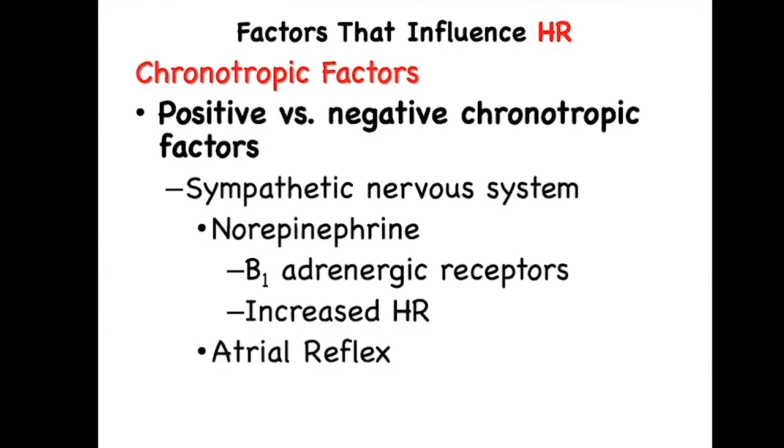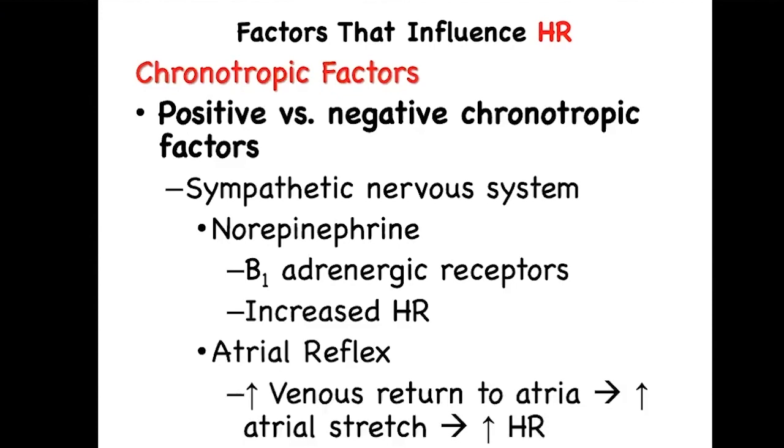A second positive chronotropic factor is the atrial reflex. The atrial reflex is a reflex involving the atria of the heart. So when you increase venous return to the atria, you stretch the wall of the atria. And when the right atrial wall is stretched, that will also stretch the SA node. And this will increase the depolarization rate, increasing the heart rate. The purpose of the atrial reflex then is to protect the atria of the heart from being overstretched, which can lead to damage of the atria.